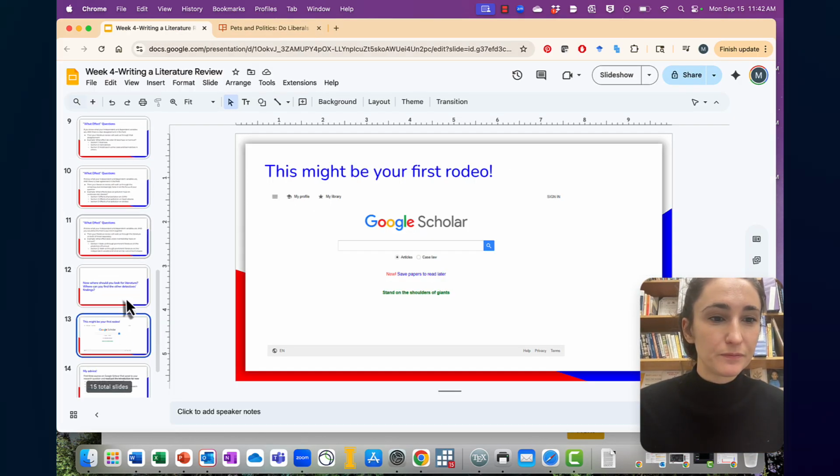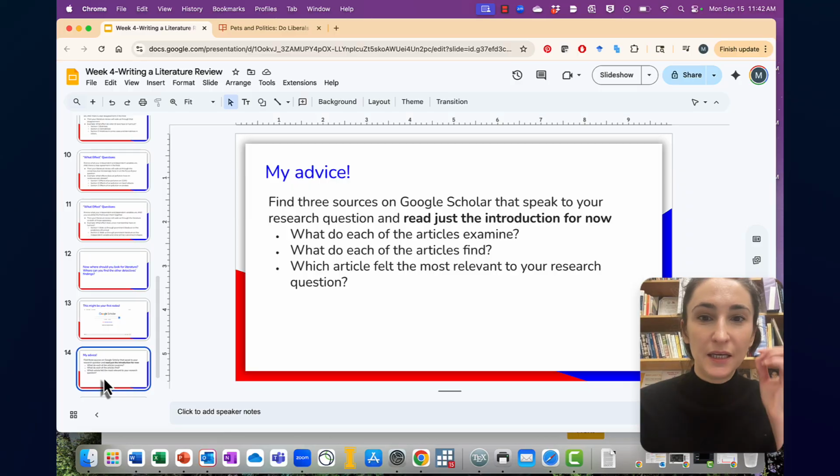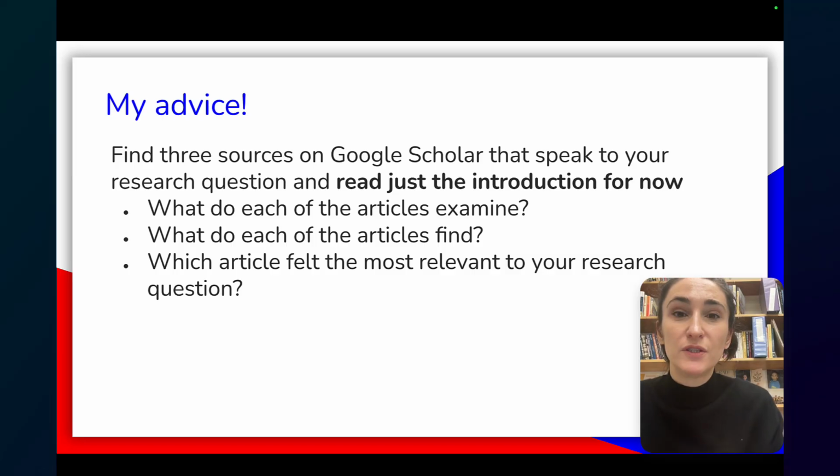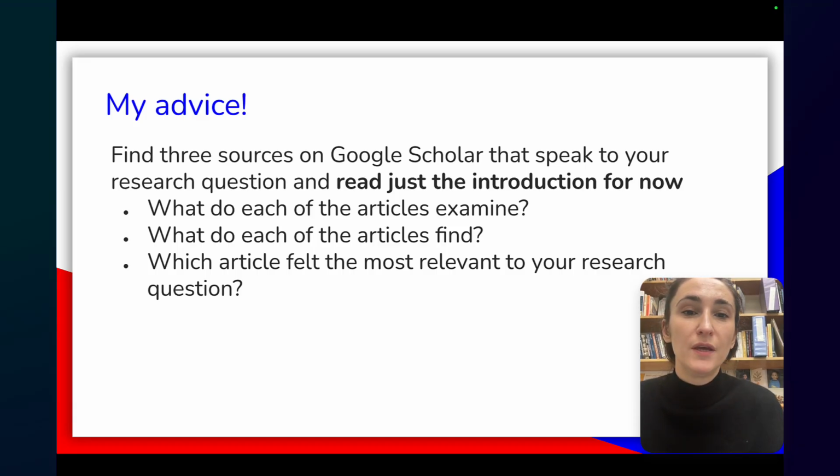Now, my advice for you is try to find 3 sources on Google Scholar. You don't have to send them to me or anything. And read the introduction of those pieces, right? Because the introduction is usually a summary of the whole article. What does each of those articles examine? What does each of those articles find? And which article felt the most relevant to your research question, okay?